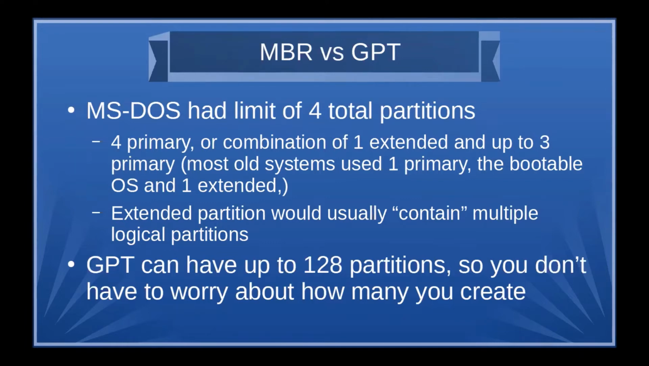So most systems would use one primary and then an extended that can be chopped up into whatever things it needs. And the extended partition contains logical partitions, so you have to kind of get that. There's one extended and then logical. These partitions are numbered 1, 2, 3, 4, but the extended one usually is number 4. And then all of the logical ones are 5, 6, 7, 8, 9, 10, 11, whatever.